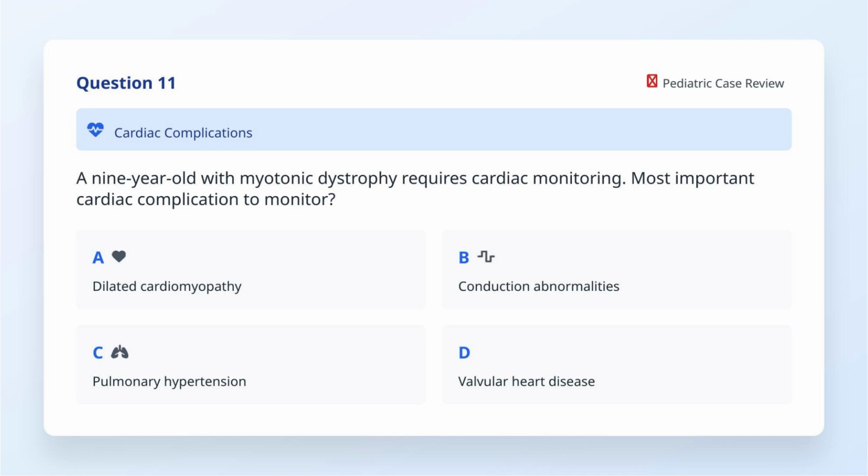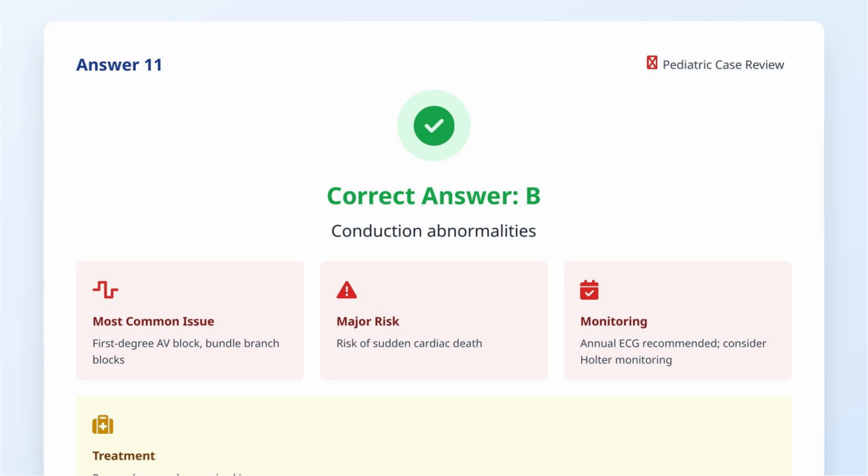A 9-year-old with myotonic dystrophy requires cardiac monitoring. What is the most important cardiac complication to monitor in this patient? A. Dilated cardiomyopathy. B. Conduction abnormalities. C. Pulmonary hypertension. D. Valvular heart disease. The correct answer is B.